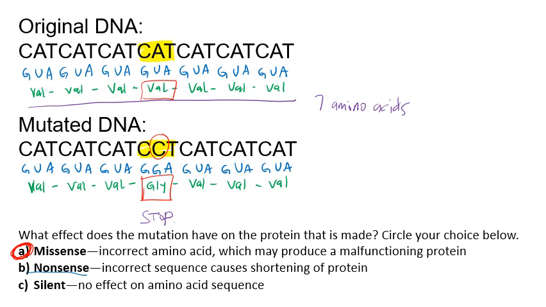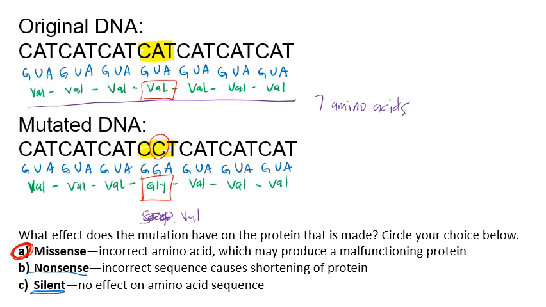And then you can also have the silent mutation where there's no effect. So let's just pretend the mutation was a letter change, but instead of coding for something different, it coded for val anyway. Well, then that would be a silent mutation.